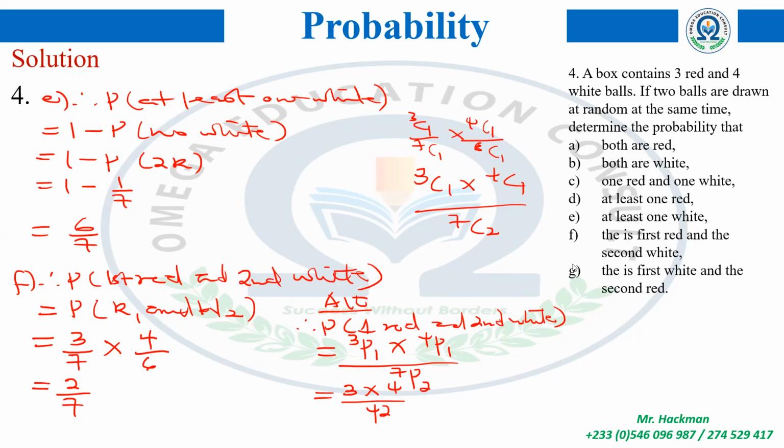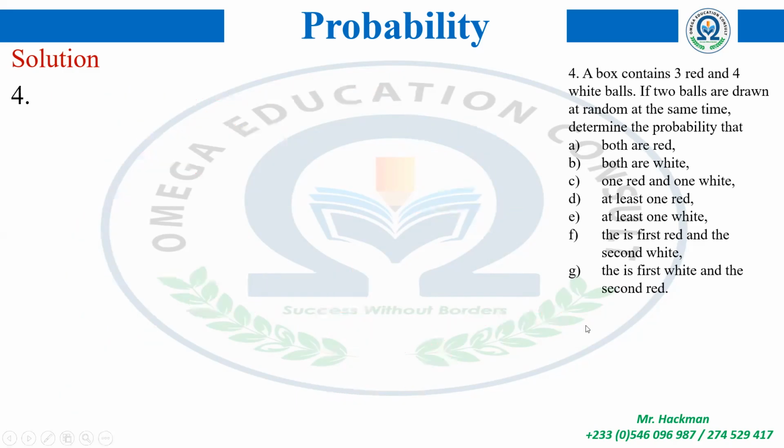So with this, the G becomes trivial. You should be able to do the G. So quickly let's do the G, then go for our water break. So G. Therefore, what are we looking for? The first is red. So P, first red, and second white.